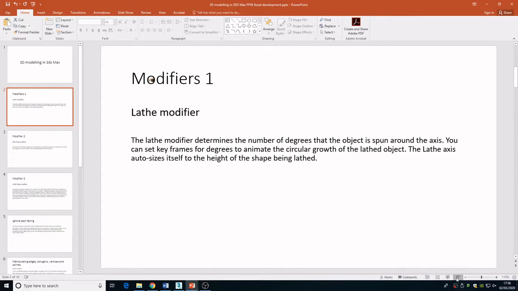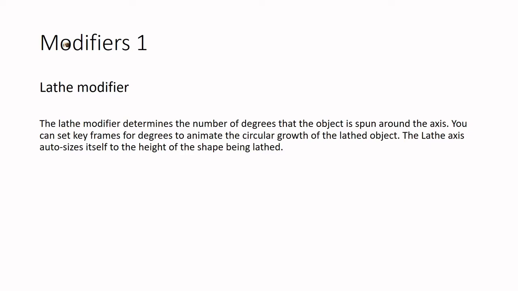With the lathe modifier, it determines the number of degrees that the object is spun around on the axis. You can set keyframes for the degrees to animate circular growth of the lathed object. The lathe axis auto-sizes itself to the height of the shape being lathed. Then this will be shown in the rest of the video later on.